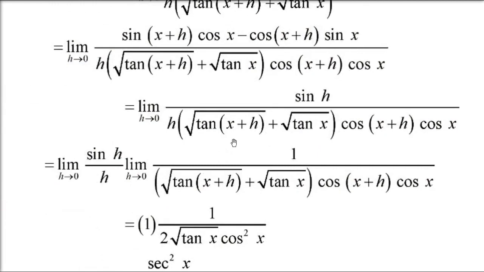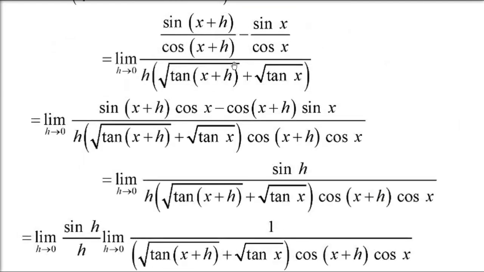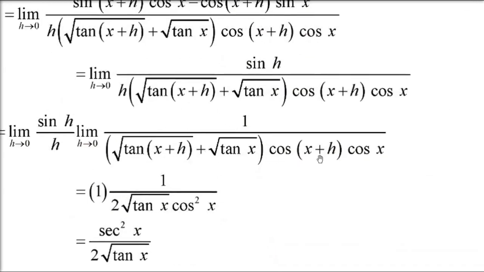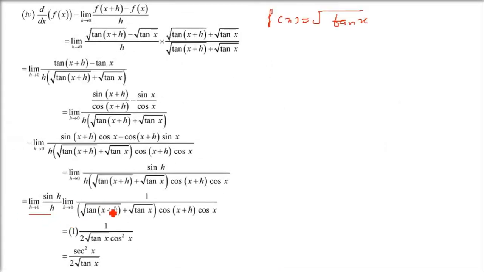Now sin h by h, limit apply here. Now you can apply the limit here also, and just put h as 0 here. So we have cos(x+h) there, and as I said, don't worry about this thing, you have to worry about sin h by h. This is 1. Now put 0: under root tan x is twice under root tan x. This is 0, cos x is cos square x, so this goes up. This is sec square x, so sec square x by 2 under root tan x will come.